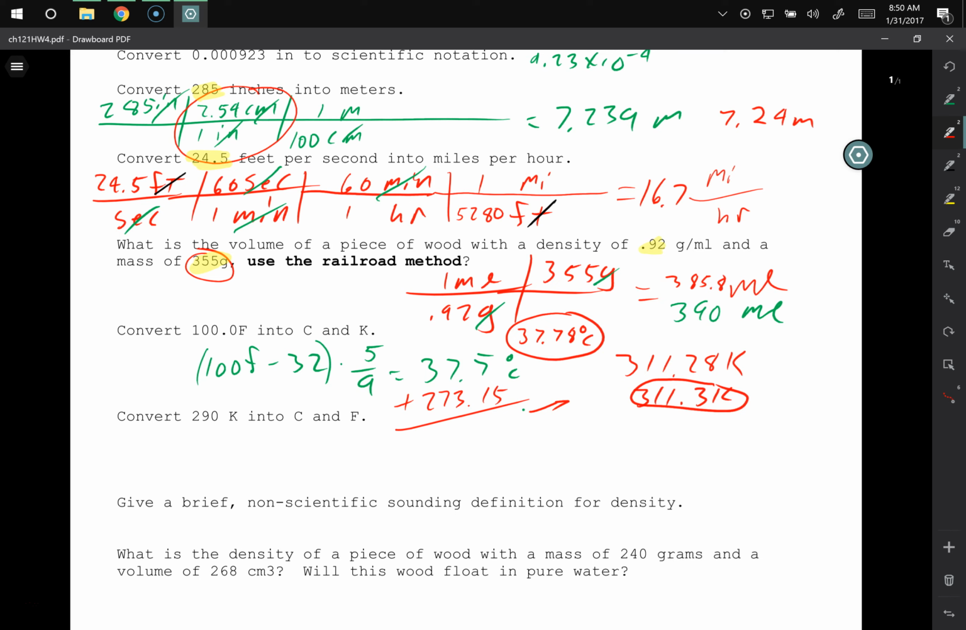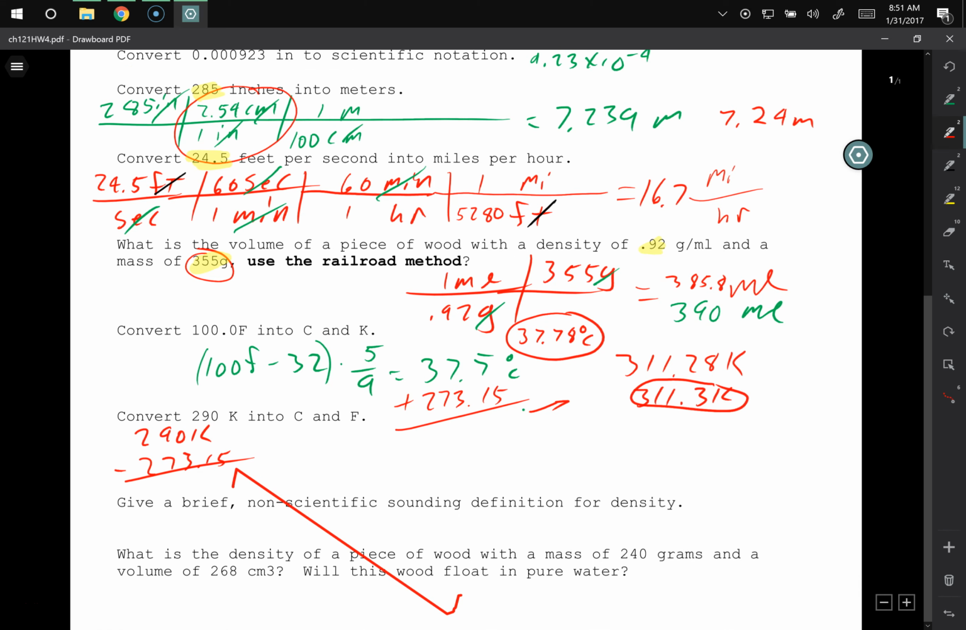All right, so I have 290 Kelvin. And what do I need to do first? Yeah, just go backwards from what I did last time. So I'll subtract 273.15, and then I'm going to get a Celsius number. So 290 minus 273.15. I'm going to get 16.85 degrees Celsius.